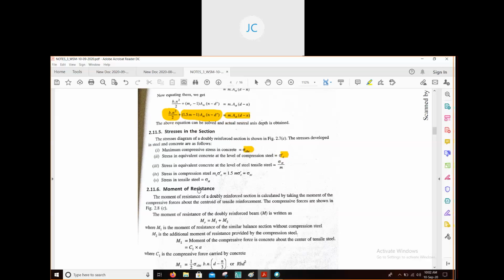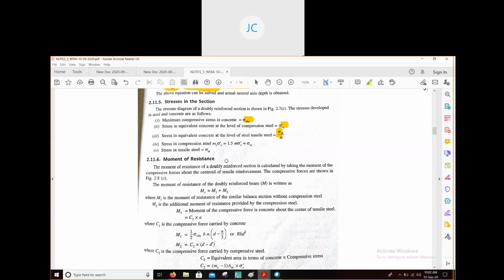Next, we know this value sigma ST by m, the stress in equivalent concrete at the level of steel, this is tensile steel. Then stress in compression steel is MC into sigma C dash. MC value is 1.5 times m. Sigma C dash is the stress in compressive steel, so we will represent this as sigma SC. Next, stress in tensile steel, we know the value sigma ST.